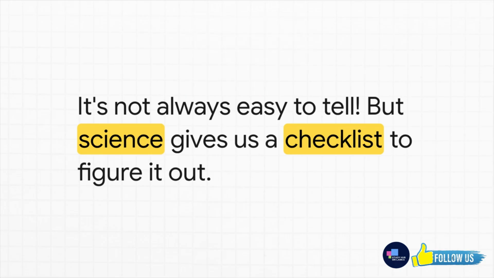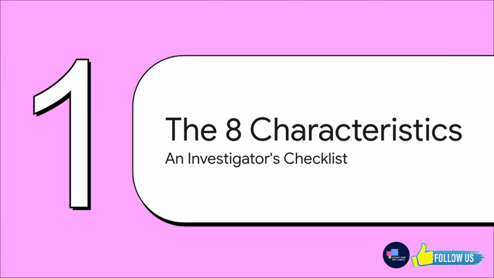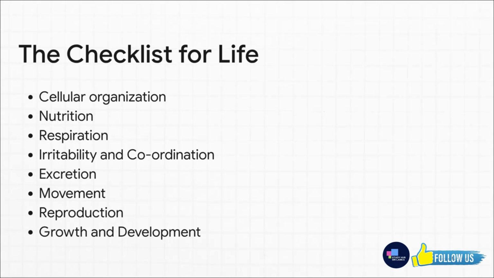And this is exactly why science has come up with a kind of checklist to help us figure out what's living and what's not. To solve this mystery, biologists have a special tool. Let's call it our investigator's checklist. It's a list of 8 key characteristics that almost all living things share. We're going to use this list to really understand what it means to be alive. So here it is. This is our roadmap for today's lesson. We're going to go through each of these 8 points one by one, starting with cellular organization and working our way all the way down to growth and development.